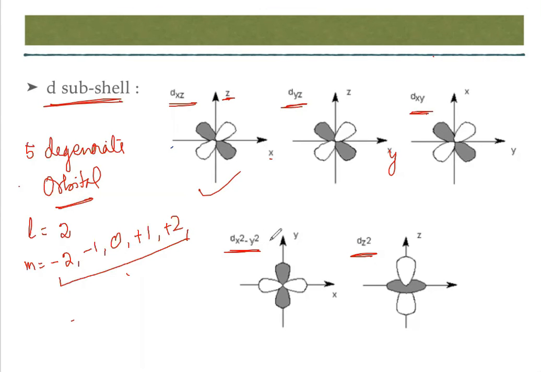Dx square minus y square means the lobes are present on the axis. Here those lobes are present on the plane, but here the lobes are present on the axis. Dz square means there are lobes, and there is a ring which covers the center. Okay, there is a ring covering the center.